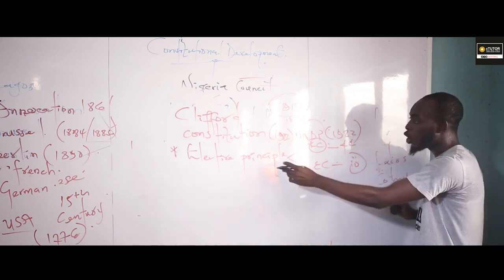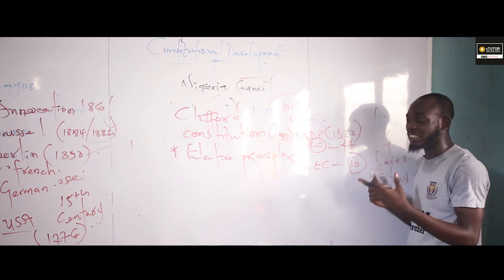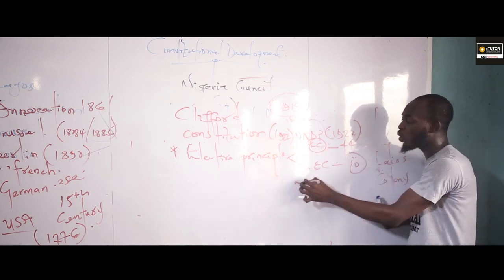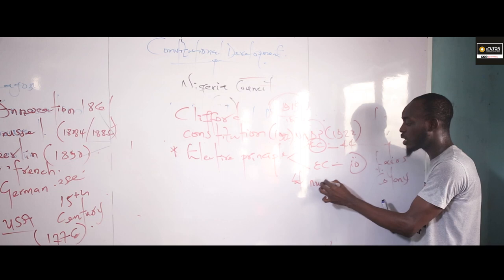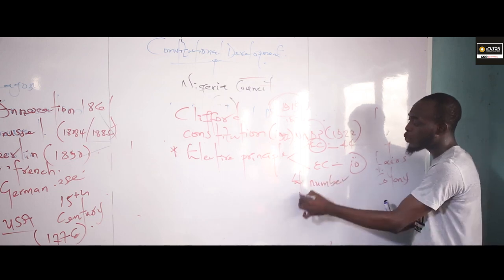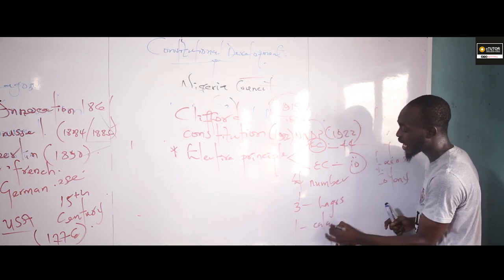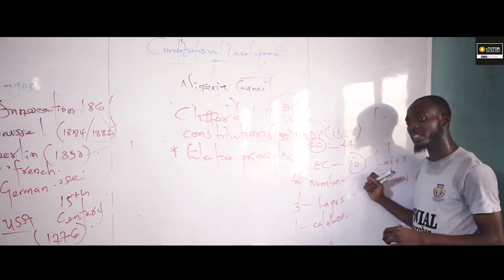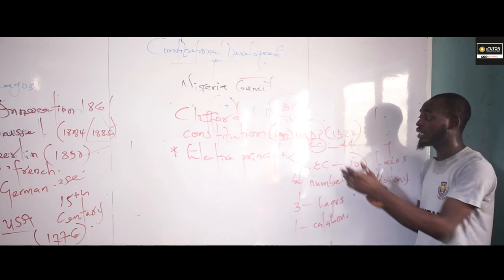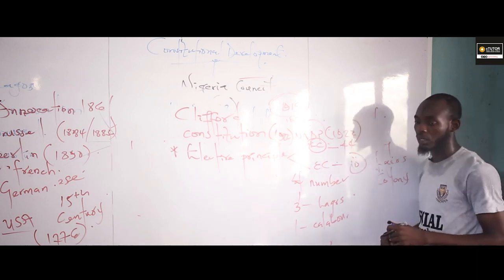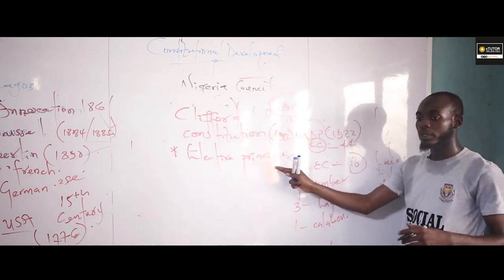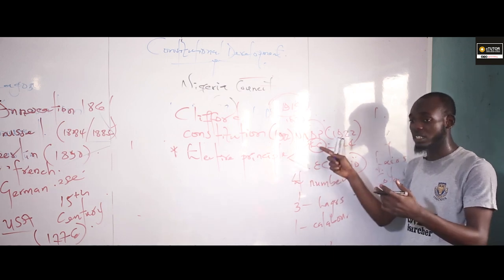Don't forget, the total number of Nigerians in the Legislative Council was only 4. We have 3 from Lagos and 1 from Calabar, making 4, representing Nigeria in the Legislative Council. So this elective principle gave us the chance to be part of the Legislative Council.